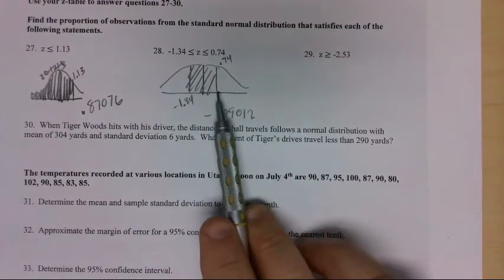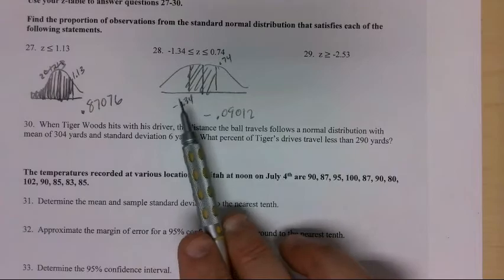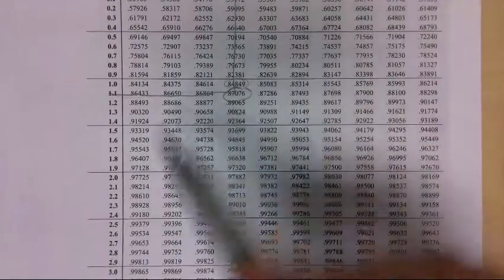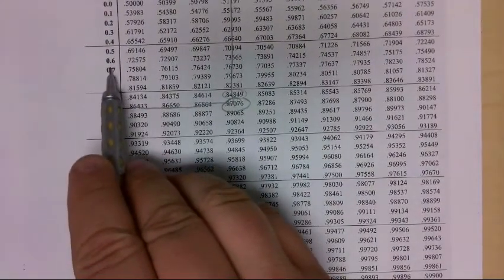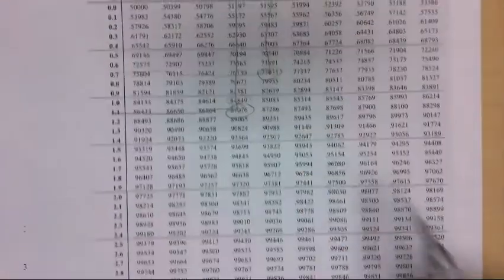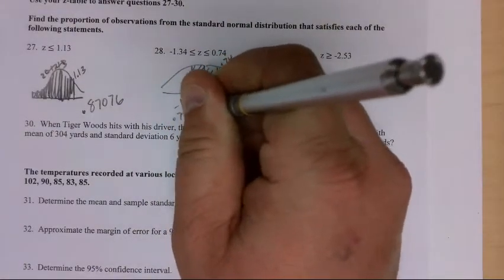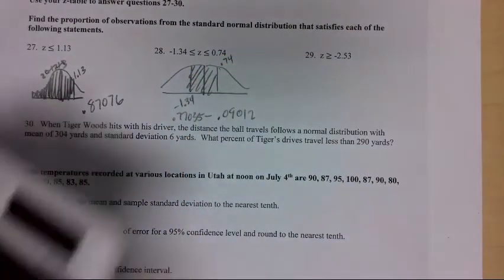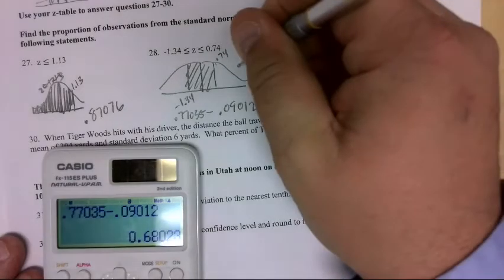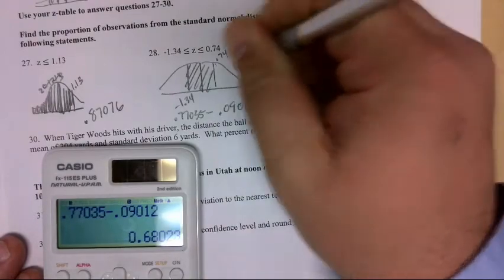Because I know I'm going to find the percent of this bigger one and subtract the percent of the smaller one. So 0.74 gives me 0.7 and 0.04. There it is, 0.77035. And if I subtract those, 0.77035 minus the 0.09012 gives me 0.68023. Cool.